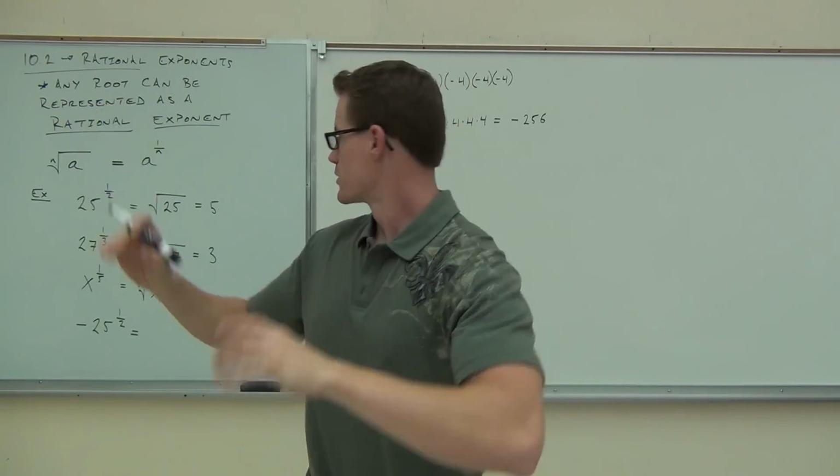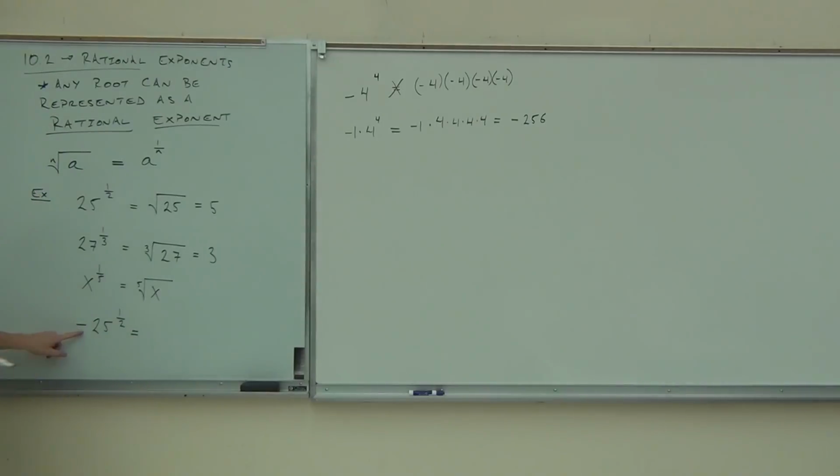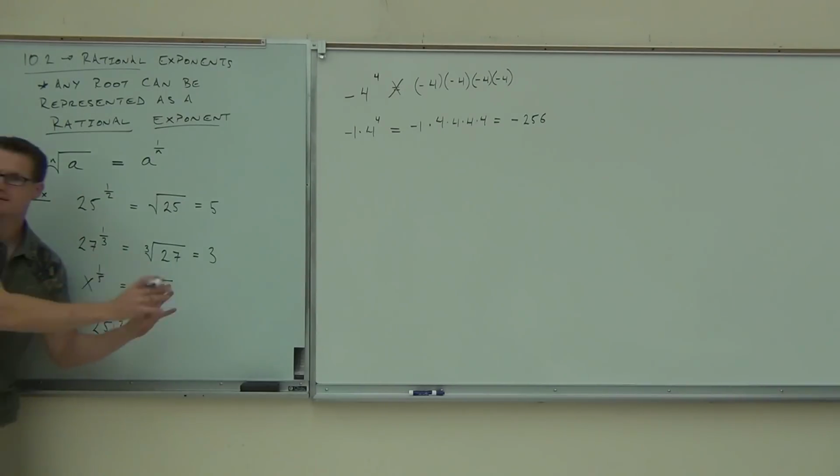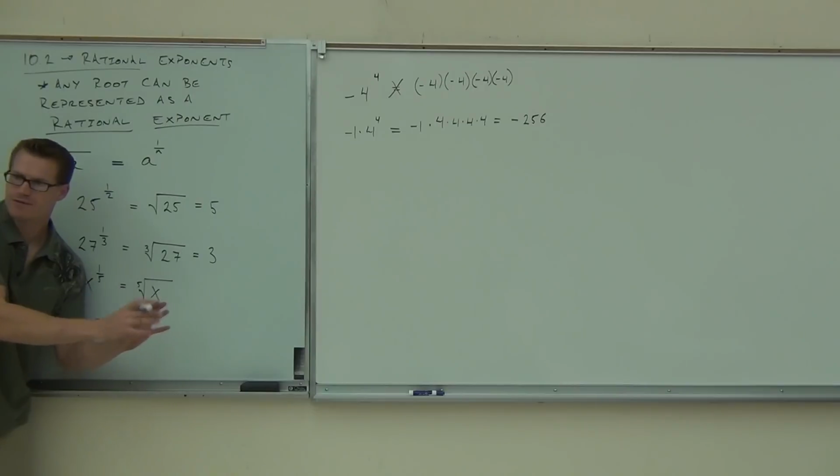Are you with me? So in this case, is this -25 going to be inside of the square root, or is it going to be outside of the square root? Outside. It's going to be outside, yeah. How I would show it inside is if I had this. Watch on the board. If I had that, then it would be inside the radical. Are you with me?